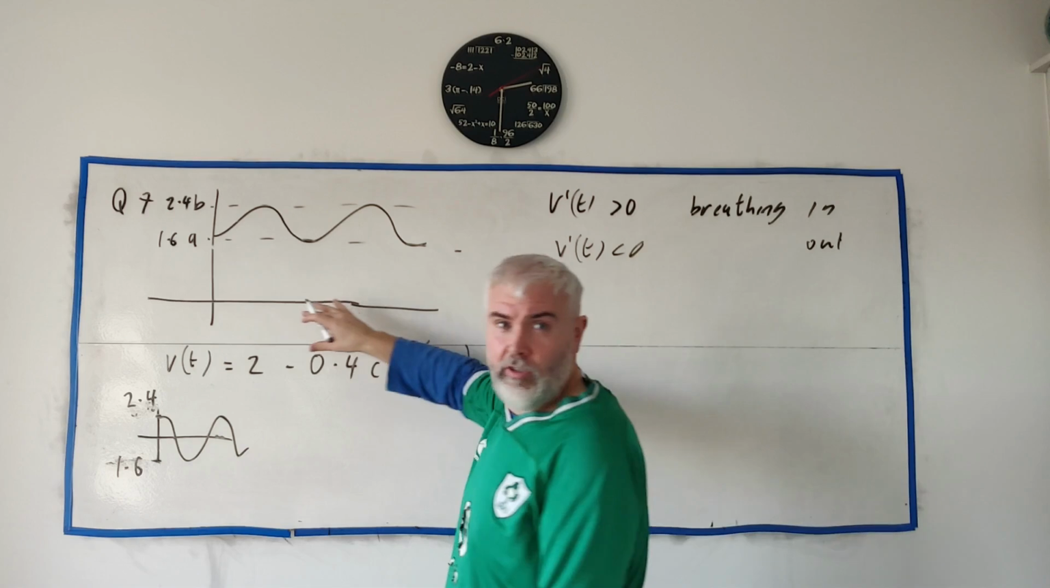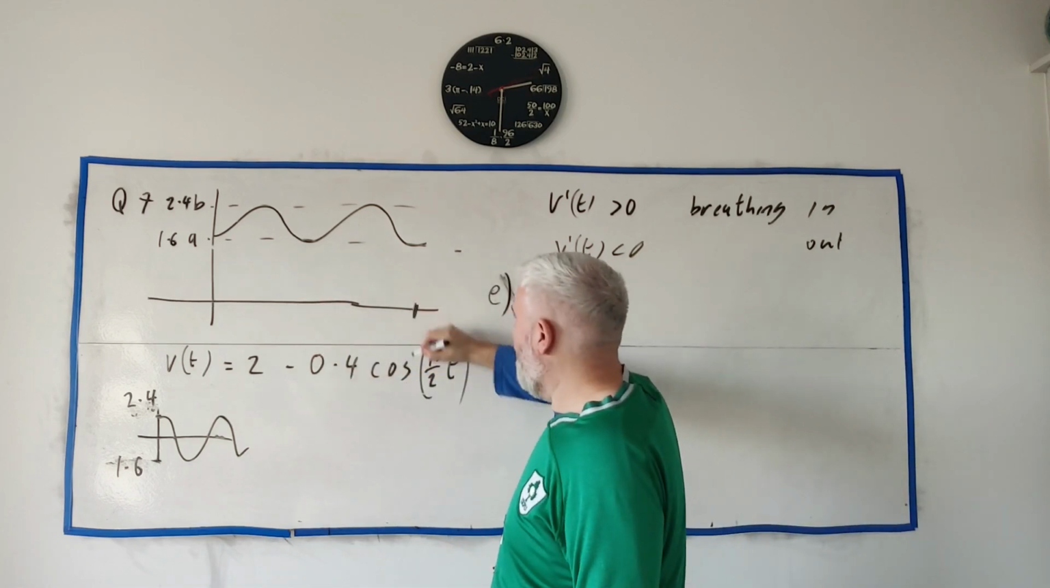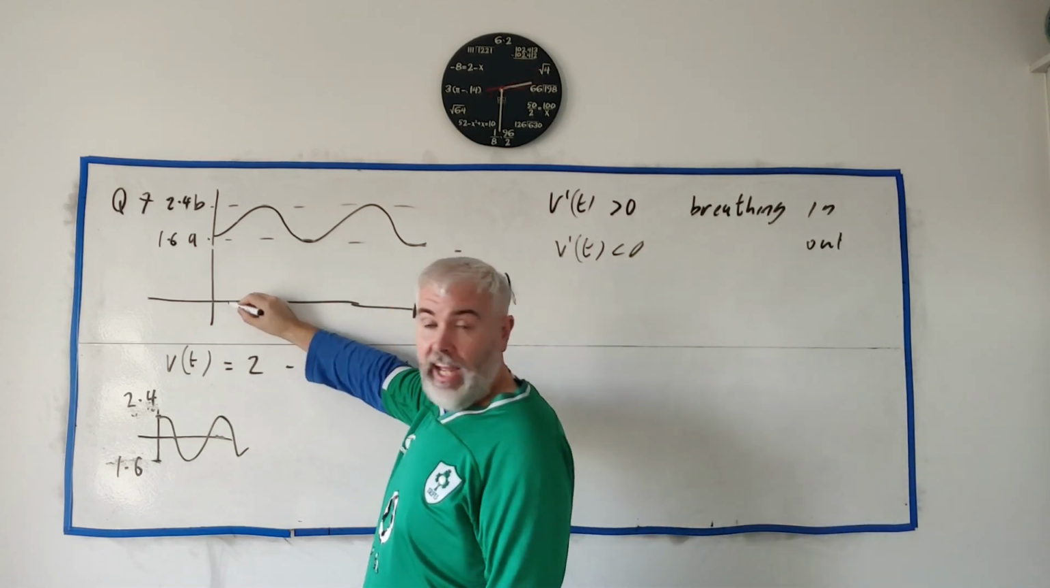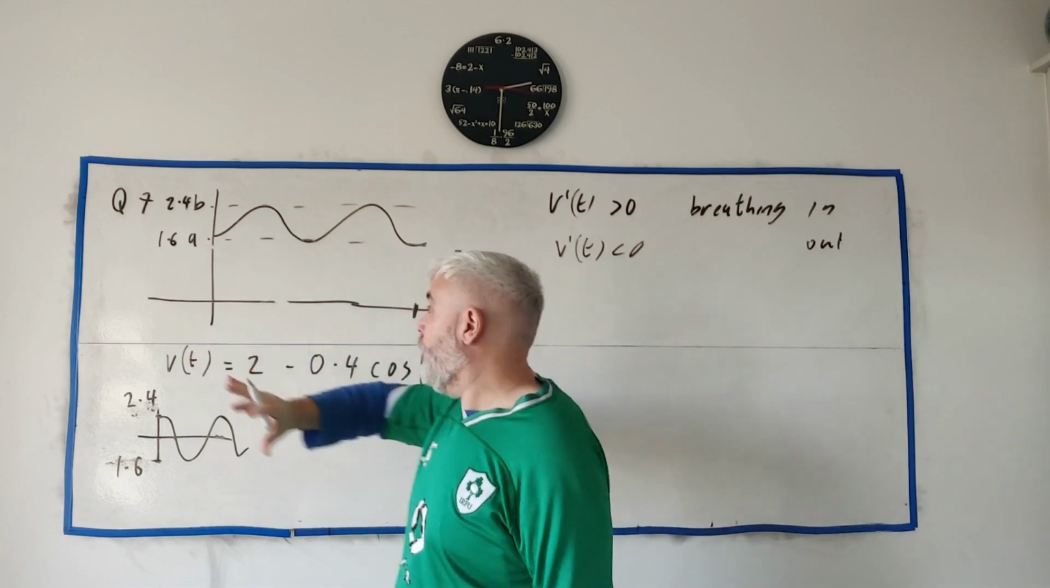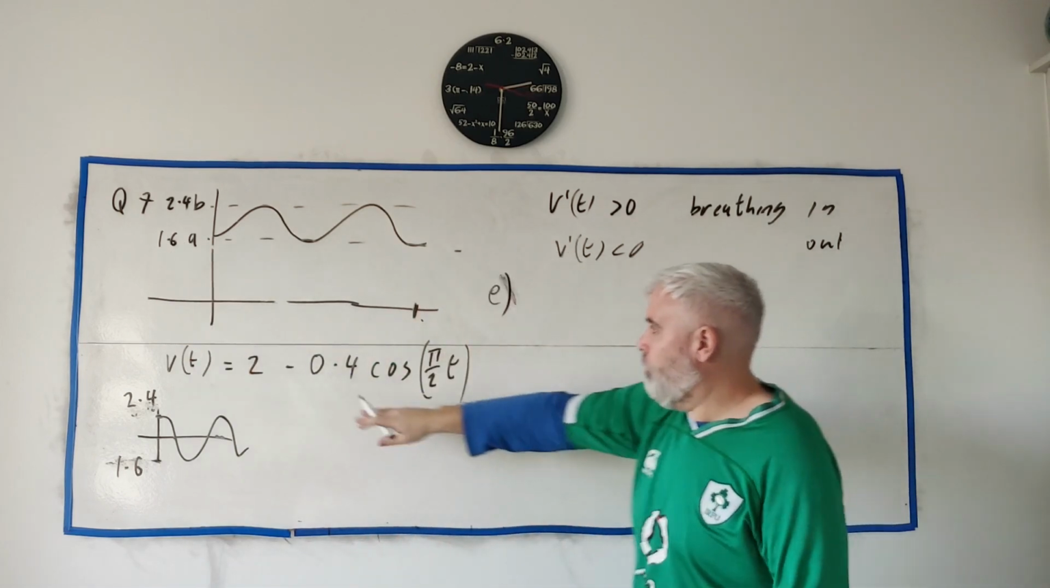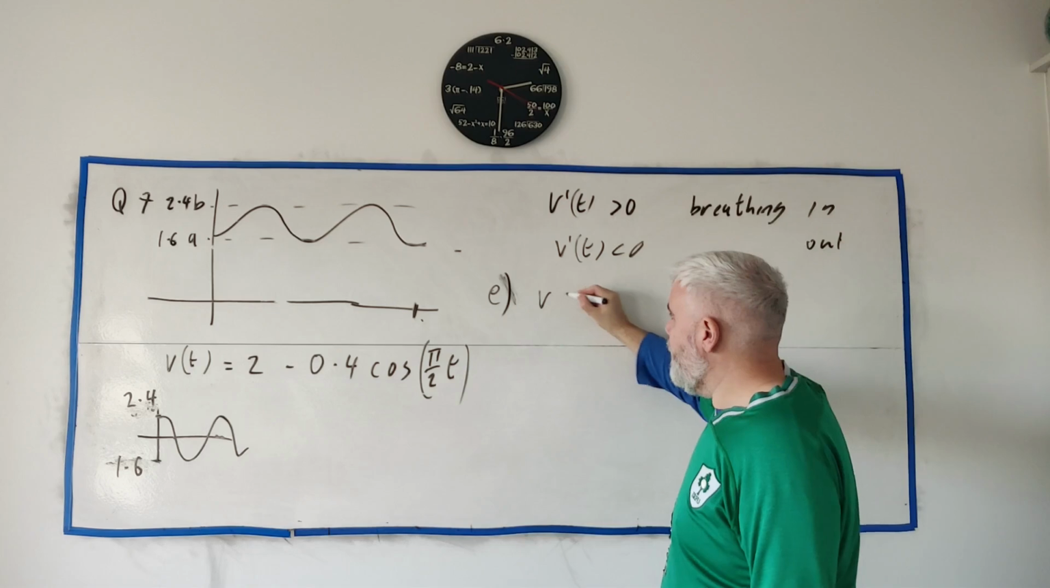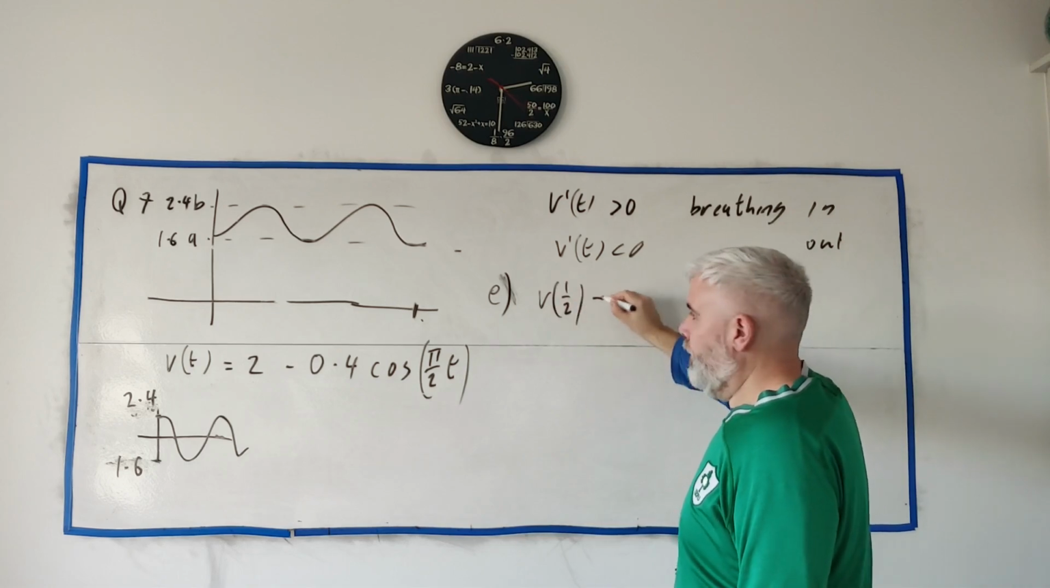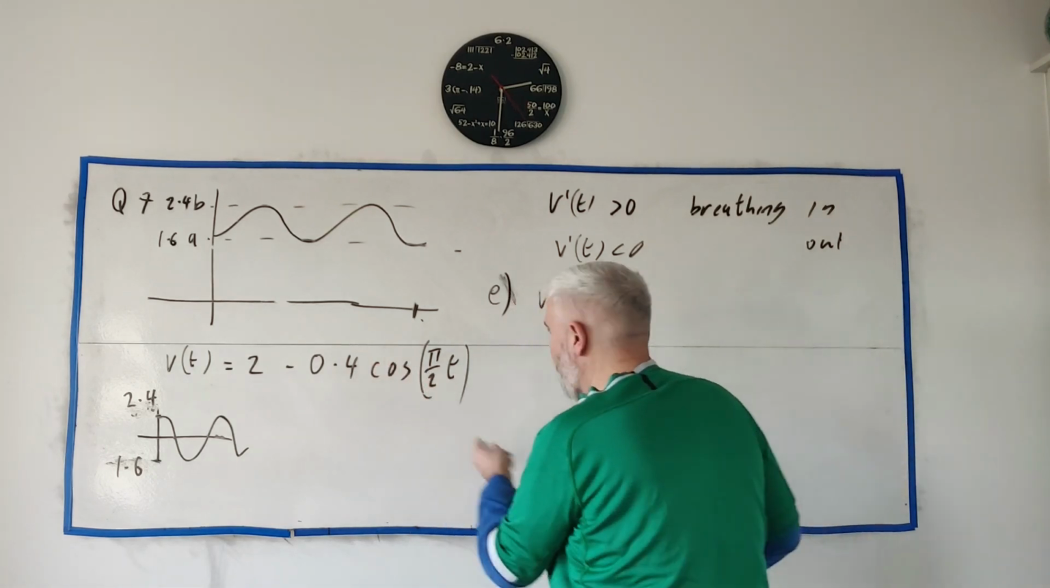This, I'm not sure. Yeah, I don't have it. I think this went up to 9 seconds or something. So after half a second, how much is in her lungs? We simply do that with this formula. That's just V of a half. And we put a half into this, put it into your calculator.